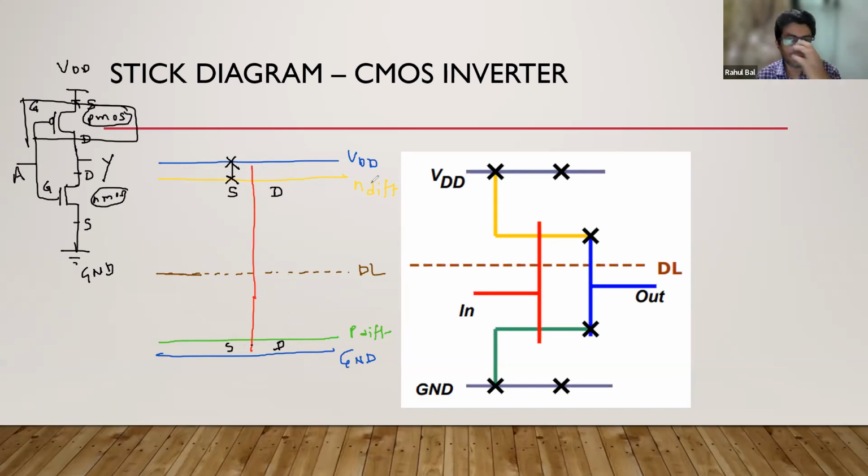So how will you connect this? Using a metal. And metal is represented by blue color line. So these two drains are connected. So we'll make a connection between these two drains. How to make a connection? Just put the line and make a cross. Okay, that means they are connected. So drain of this PMOS and drain of this NMOS, they are connected. And there is output. So this metal also we have to extend to show the output.